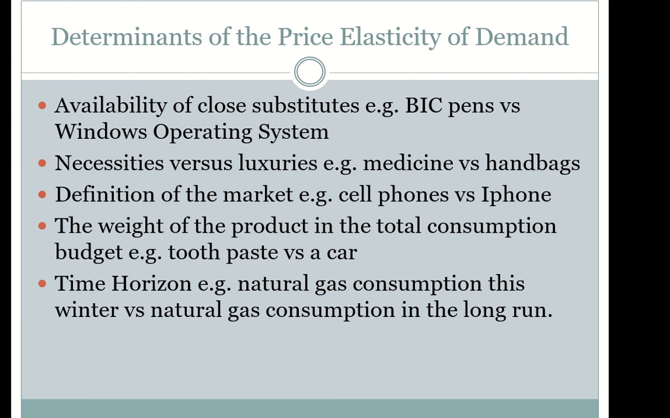The next determinant of the price elasticity of demand is the definition of the market. It depends on how broadly or how narrowly the market is defined. For example, cell phones versus iPhone. Okay? So cell phone is defined very, very broadly. Okay? So it includes many types of cell phones, smartphones or the basic cell phones, and also many brands of smartphones and basic cell phones. So it's very broad definition.